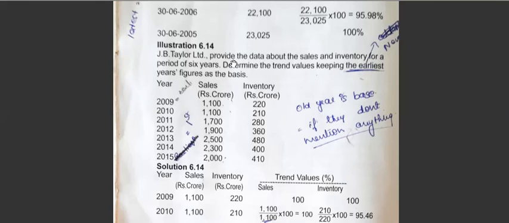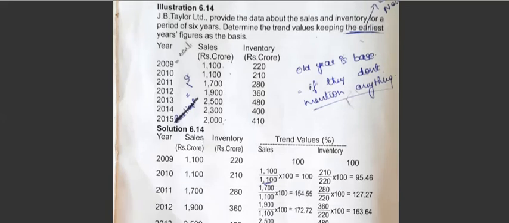Okay, now the next problem, 6.14. JB Taylors Limited provides the data about the sales and inventory for a period of 6 years. Determine the trend values keeping the earliest year figure as a base. So the earliest year is 2009. The old year is the base year. Earliest year is nothing but the oldest year. The oldest year is 2009.